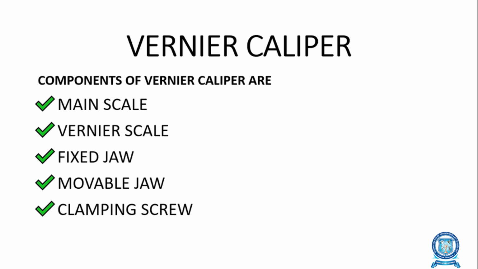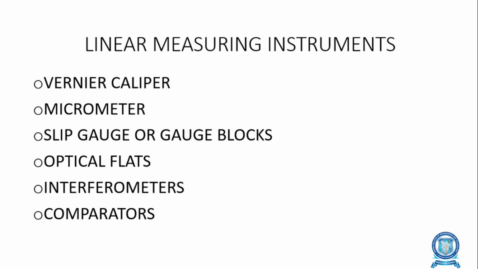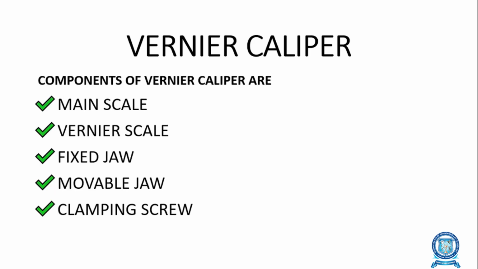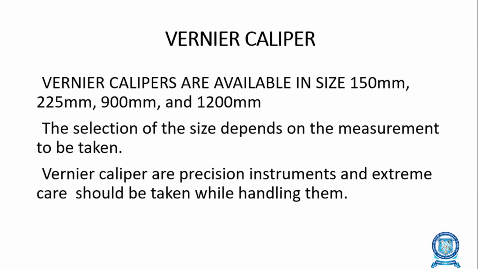Various types of vernier instruments we discussed here: vernier caliper, micrometer, slip gauge or gauge blocks, optical flats, and interferometers and comparators. Okay, now we are going to discuss the vernier caliper. We saw the components of the vernier caliper. Now we should know what the vernier caliper is. Vernier calipers are available in different sizes of 150 mm, 225 mm, 900 mm, and 1200 mm.